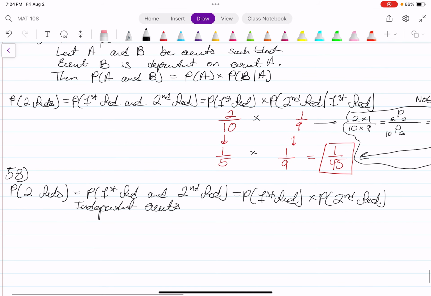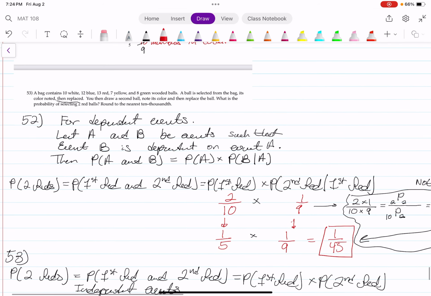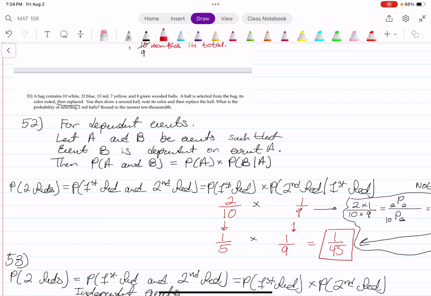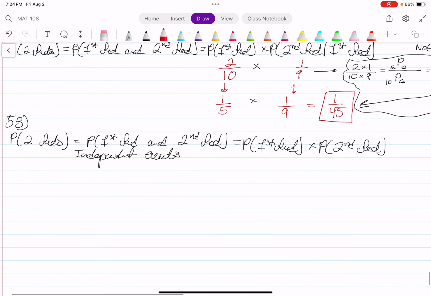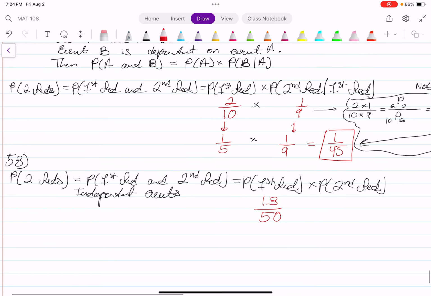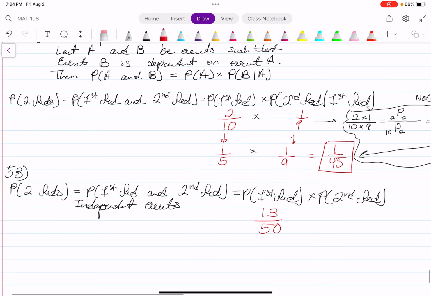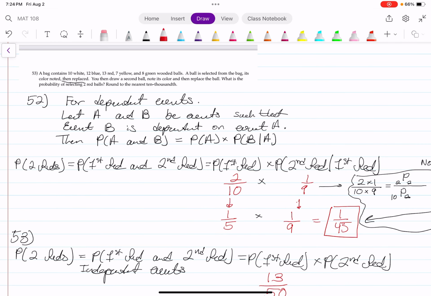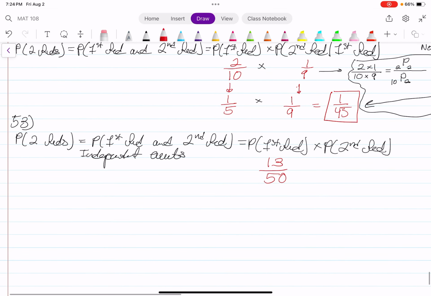So the probability of the first one being red is 13 out of 50. So 13 out of 50 are red. You take one red and you replace it back into the box. So that means the probability of the second one being red is also 13 out of 50. And now we can multiply. This equals 169 divided by 2,500.